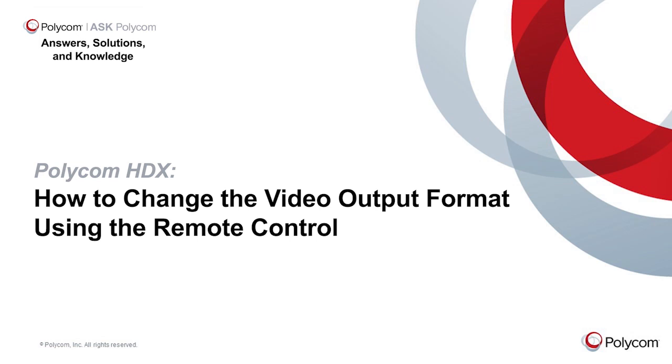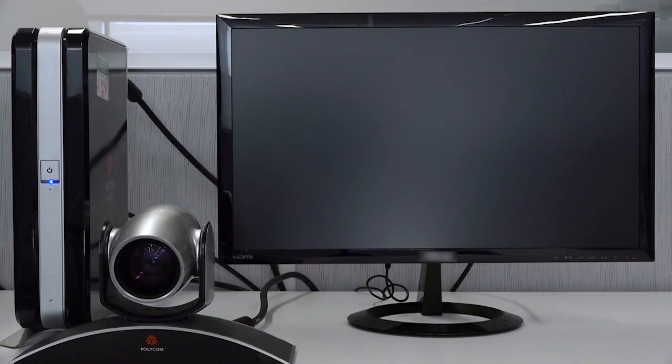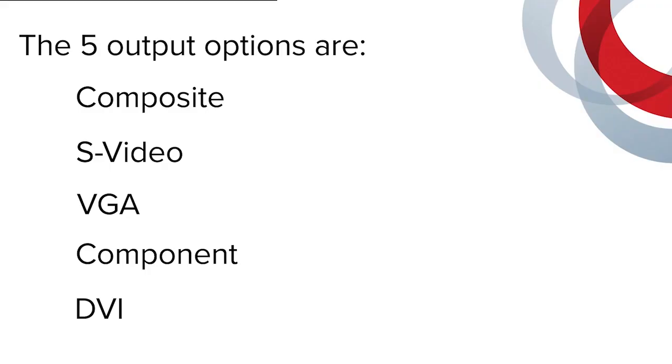This video shows you how to change the video output format on an HDX using the remote control. If you can't see the user interface on the system's monitor, usually it's because the output format the HDX is using does not match the output format going to the main monitor. The 5 output options are Composite, S-Video, VGA, Component, and DVI.